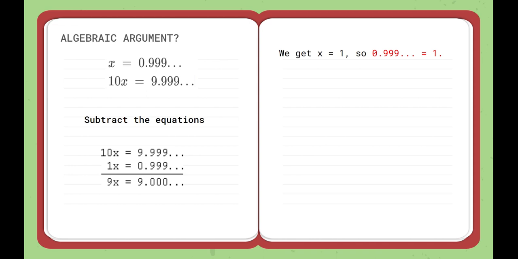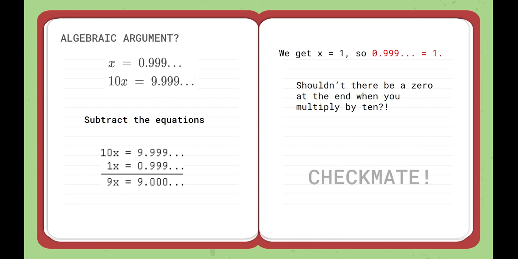Surely there's no doubt now, but you argue. Shouldn't there be a 0 at the end when you multiply by 10? Yeah, you're completely right if there was a finite number of nines, but there isn't, it's infinite. It's repeating forever, it doesn't terminate. So there's no end to put the 0 on. Checkmate.